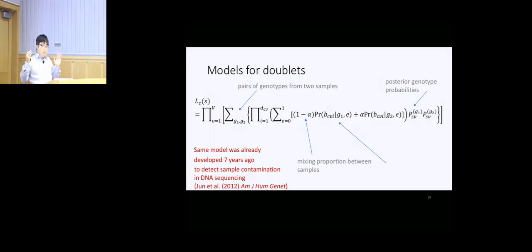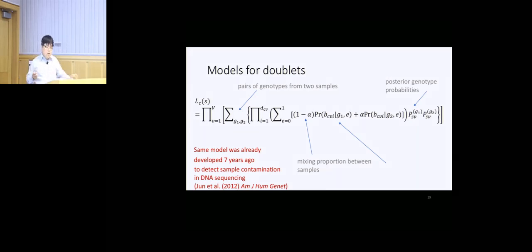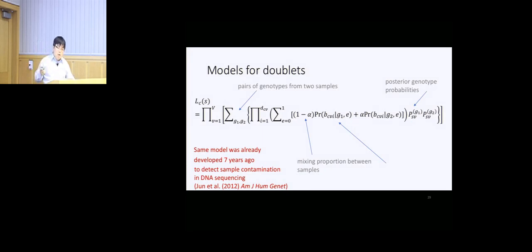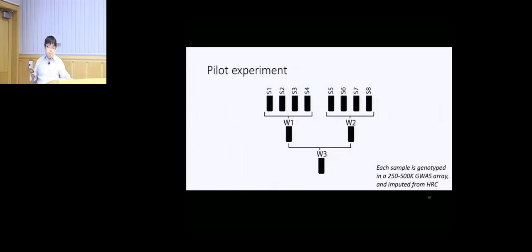When you have sample contamination from two different samples, the way to detect the contamination is to develop this kind of likelihood model and do maximum likelihood estimation to estimate the amount of contamination. The detailed setting is slightly different, but we are using exactly the same model. So we take this old model, implement the software, and see how it works.